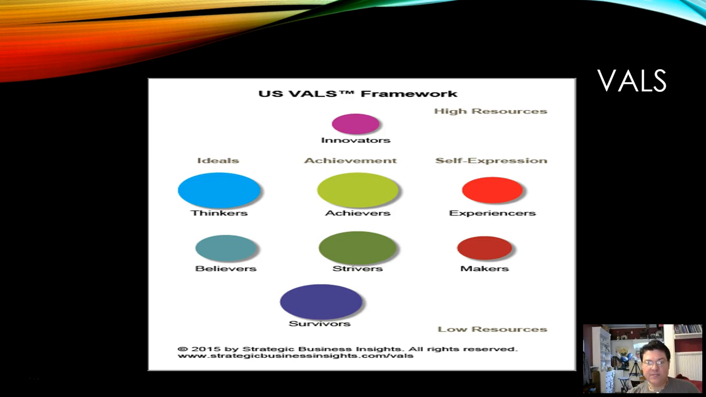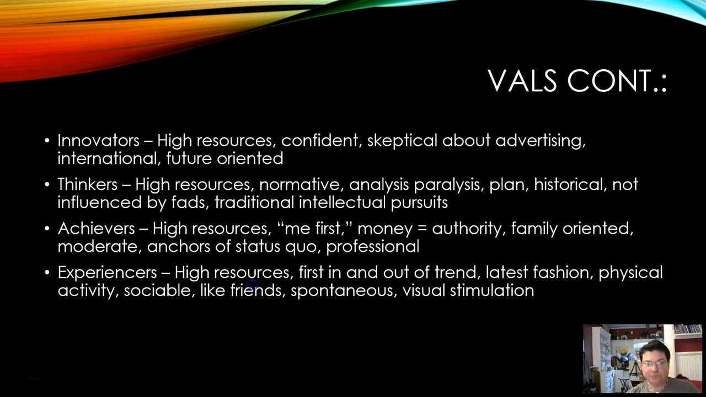The innovators tend to be motivated by all 3 of those, and the survivors, who have the lowest access to resources, tend to be somewhere in between ideals and achievement. So what we see, for example, with regard to college students, is that they may move from being makers to experiencers as their access to resources increases once they leave college and actually get a job.